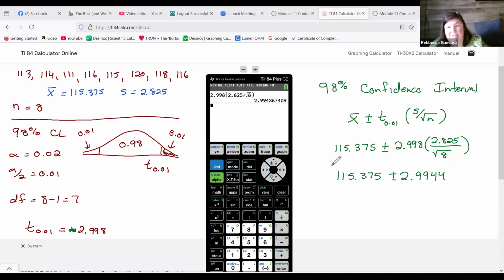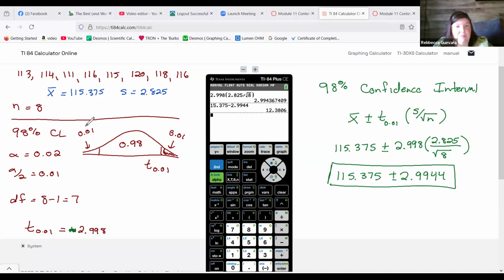So that is going to be my confidence interval. That's one form of it. The other one, 15.375 minus 2.9944. Well, second enter. If you make a mistake, you can do second enter and it'll bring it back, and you go second insert. There you go. Now I can put that missing number back in. All right. So now that looks a little more correct than 12.